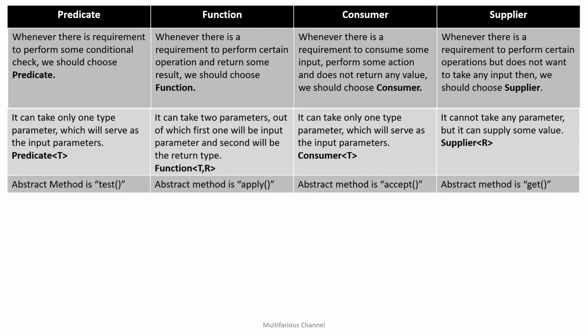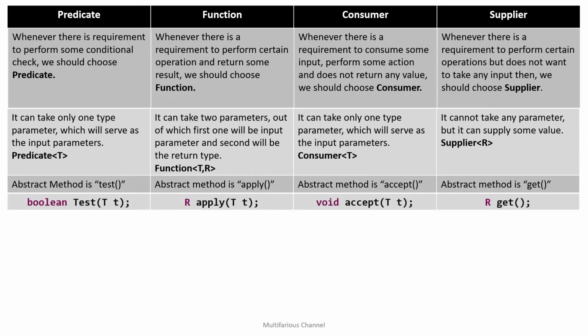The abstract method for predicate is test. The abstract method for function is apply. The abstract method for consumer is accept, and the abstract method for supplier is get. So the method signature for predicate is boolean test(T t). Then for a function, the abstract method apply is defined as R apply(T t). For a consumer, the abstract method accept is defined as void accept(T t). And for a supplier, the abstract method get is written as R get().